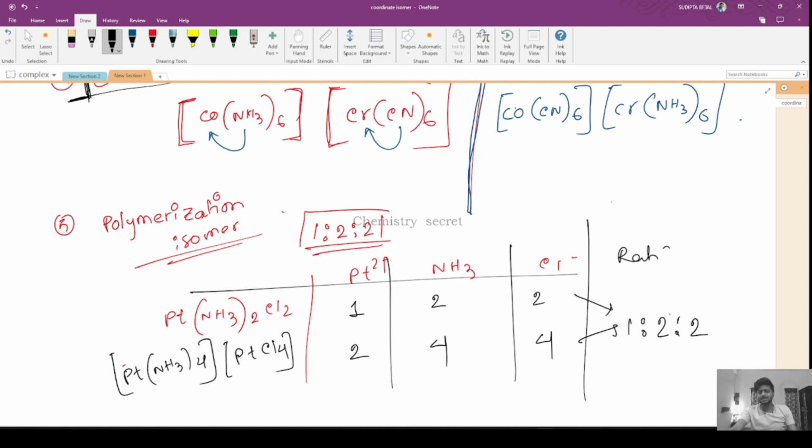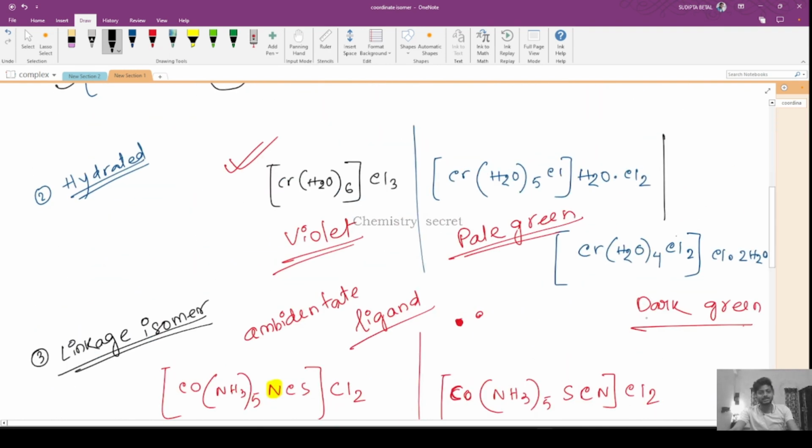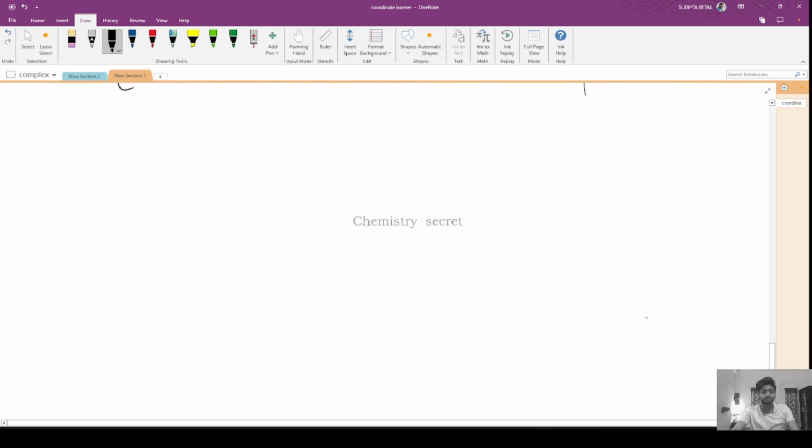So these are the common basic examples of isomerism, and there are also some isomers like ligand isomer and coordination position isomer. Those are not so important, but what we discussed, ionization, hydrate, linkage, coordination, and polymerization, questions come from these isomers, and those are very important examples. Questions came directly in several types of competitive exams. Okay, so now we discuss stereoisomers.